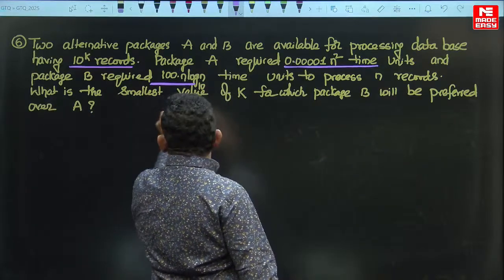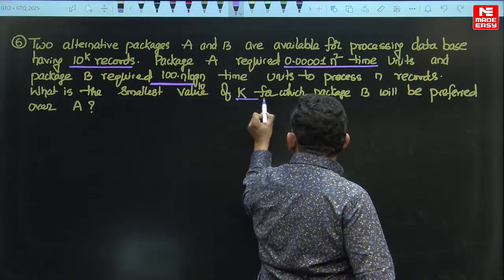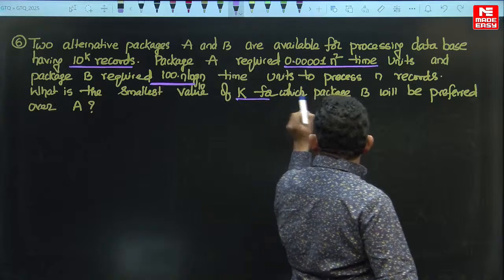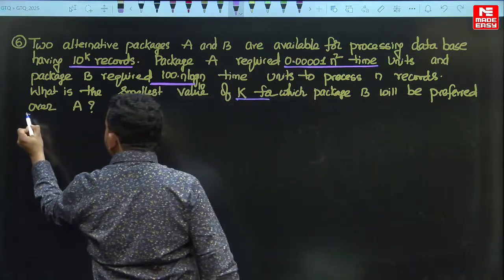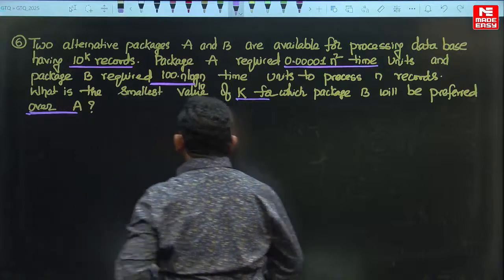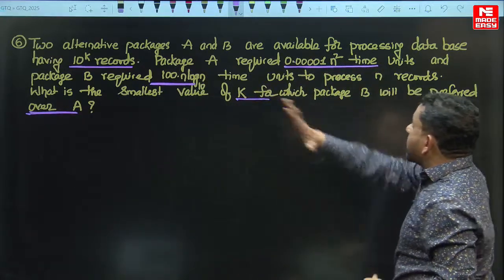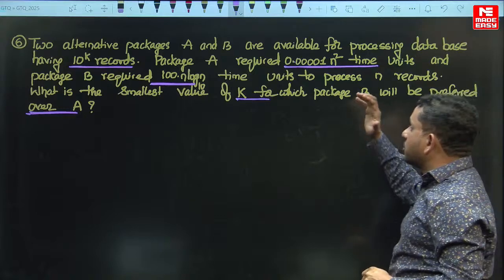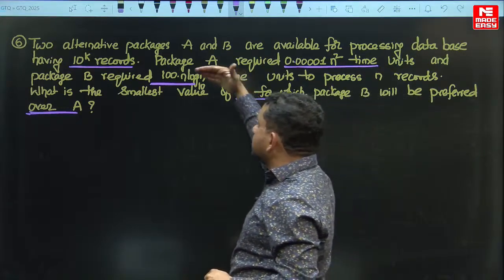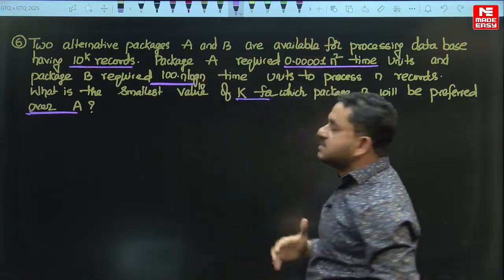So what is the smallest value of k for which package B will be preferred over package A? Means package B should take less time, less cost than package A. So what is the smallest k value such that package B is better than package A?